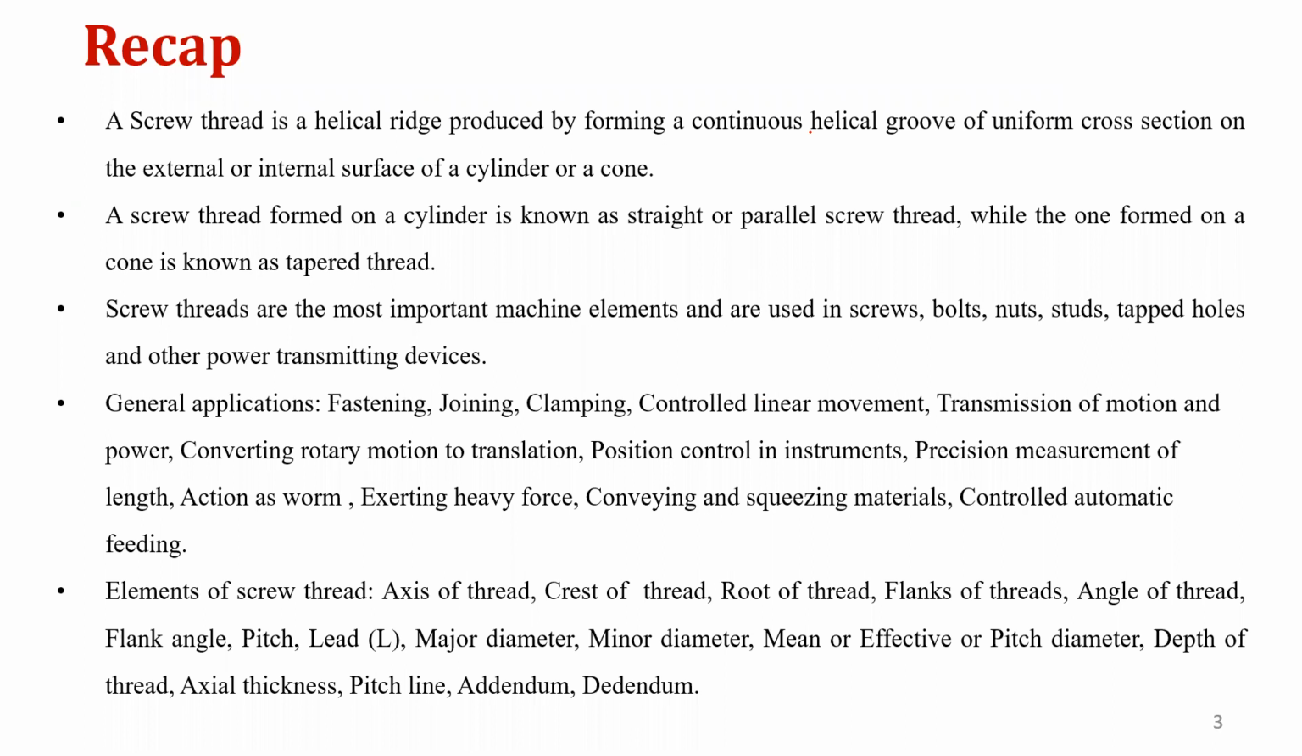So this is the first lecture in screw thread metrology. In that we understood what is a screw thread. A screw thread is a helical ridge that is produced by forming a continuous helical groove of uniform cross section on the external or internal surface of a cylinder or a cone. If the screw thread is formed on a cylinder, then it is known as a straight or parallel screw thread. If the screw thread is formed on a cone, then it is known as a tapered screw thread.